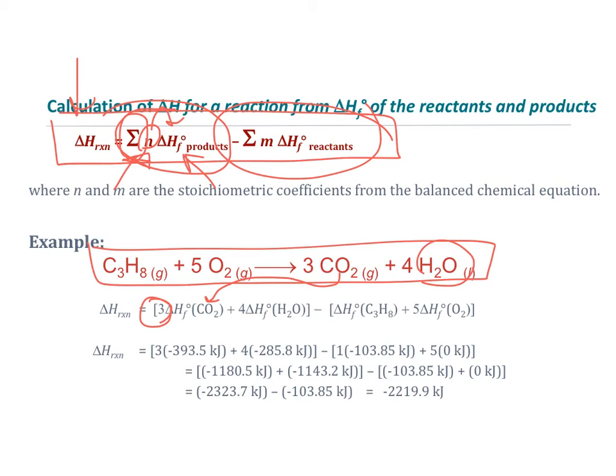Enthalpy of formation for liquid water, since there are 4 of them, multiply by 4. Make sure you put brackets around all of your products. Again, messing up signs is a big problem. Then you're going to subtract from that the sum of enthalpy of formation of all the reactants. So we have 1 propane and 5 oxygen.